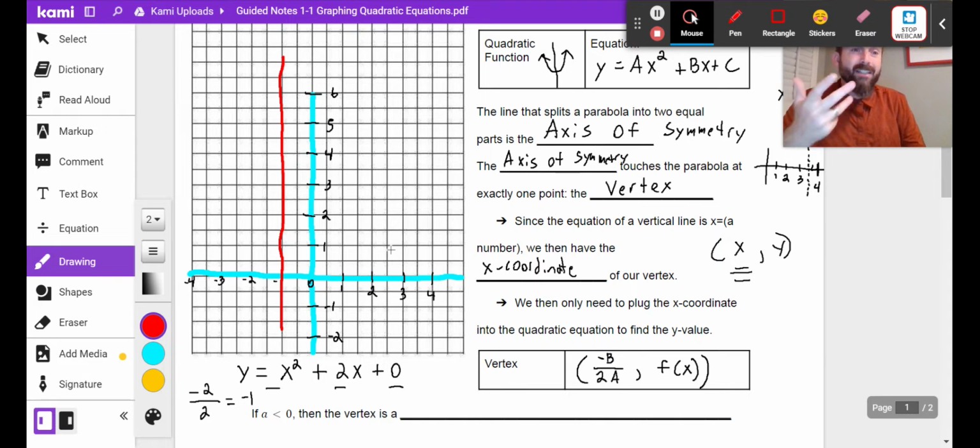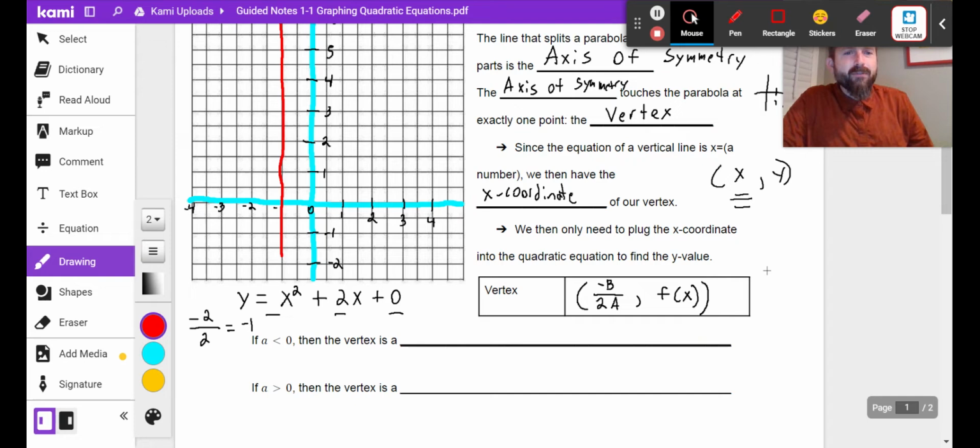This is going to be important later. The first thing you need to do is find your axis of symmetry. Let's go on. Now, some more information on a.